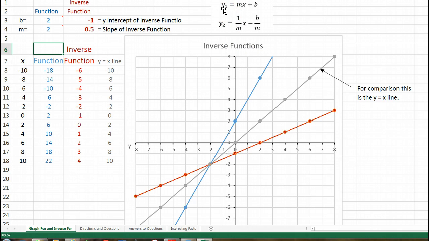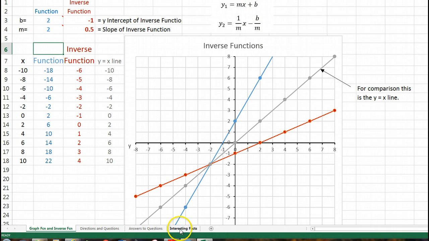A function like y equals mx plus b is a linear function, and the inverse function is obtained by interchanging the x and the y. When you interchange the x and y and solve for y, you get y equals 1 over m, where m is the slope of the original function, times x, minus b over m, where b is the intercept of the original function.